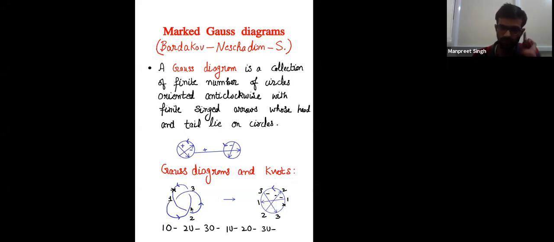This is just a one-component link, so we just need one circle, and since there are three crossing points, we label the points on the circle as 1, 2, 3 in the sequence of this code.